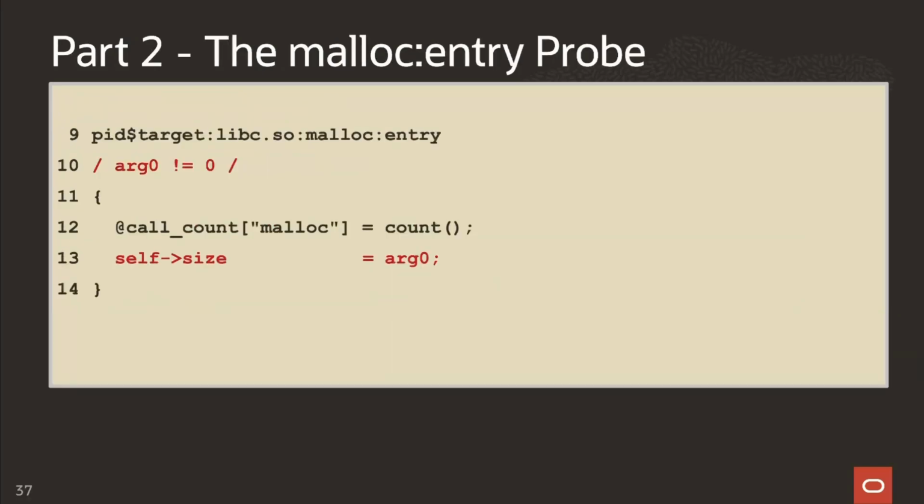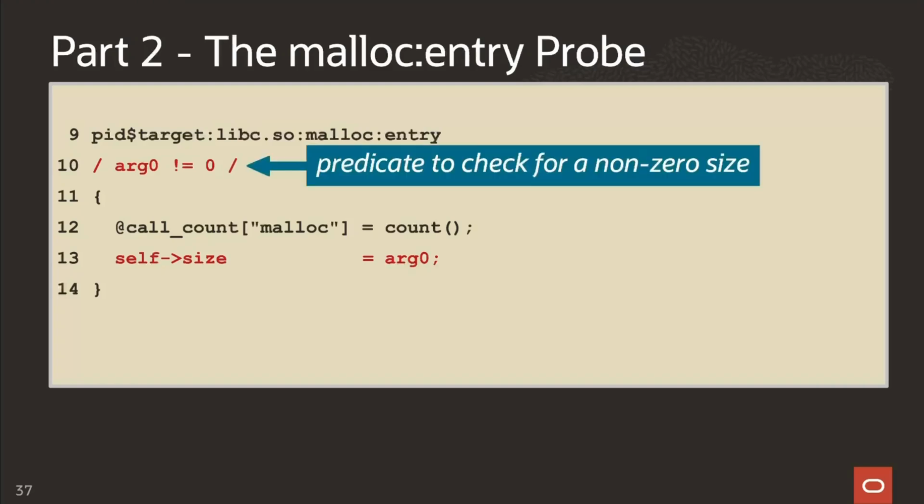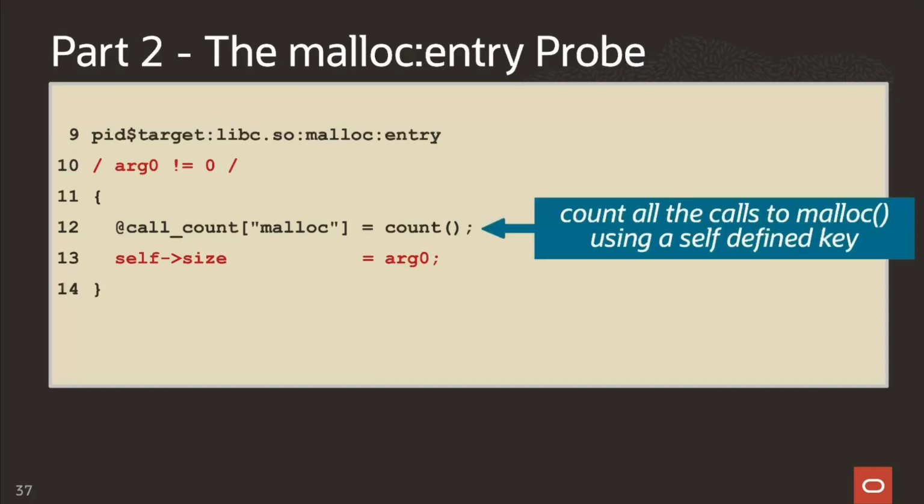Then we'll have the malloc entry probe. I'm using the pid provider. And here, I have a predicate to check whether the size is non-zero. Quite customary in DTrace programs, you're not interested in cases where the argument is 0. And here at line 12, I'm going to count the calls to malloc.